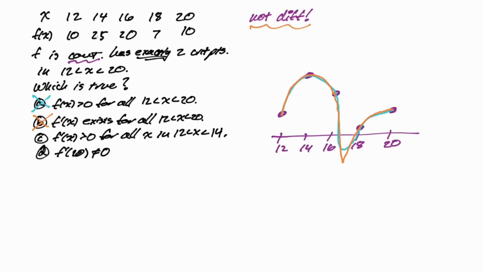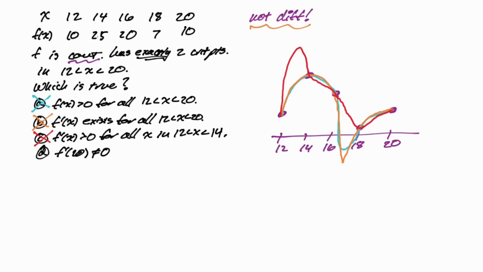F prime is greater than 0 for all x between 12 and 14. Now you can see every graph that I've drawn so far does suggest that that's true, but does it need to be? Couldn't I make the maximum be somewhere between 12 and 14 and then just go through the points? So let me sketch that in. So we have this. We're not breaking any rules. We still have just 2 critical points. This does not need to be true.